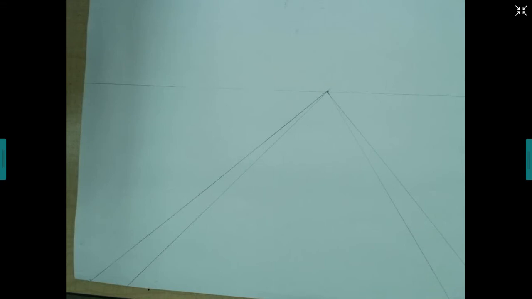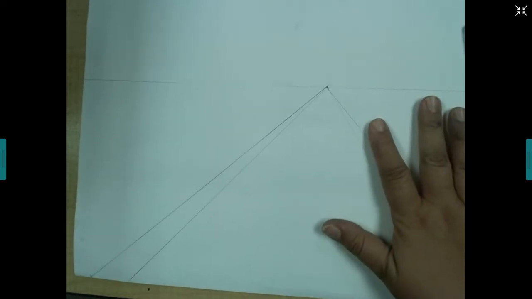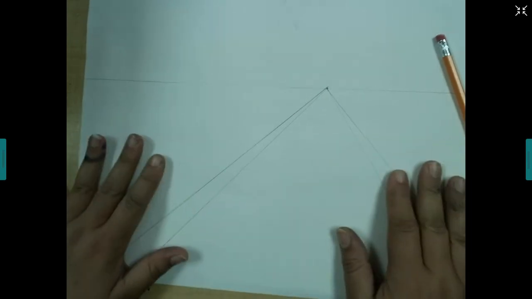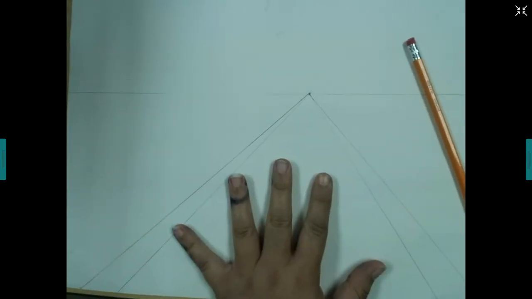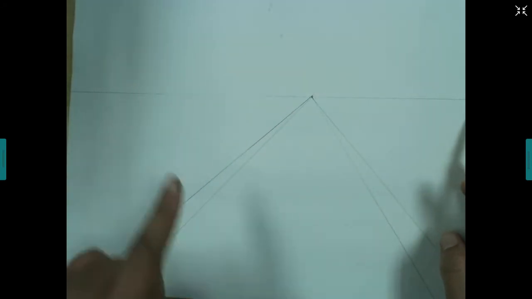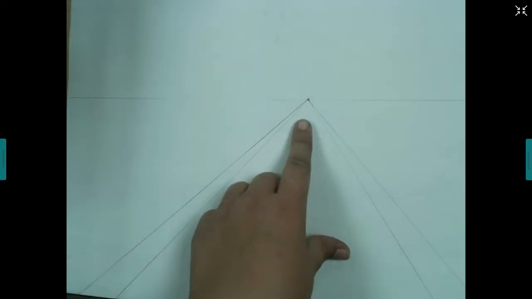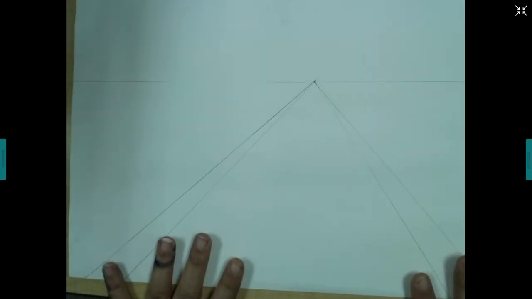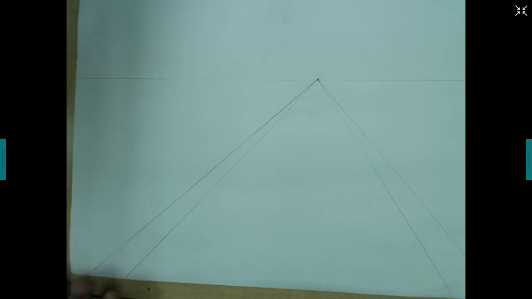Okay, so we have now set up our page. We have our horizon line, that's eye level. We have our vanishing point, and we have a very rudimentary road with sidewalks on the sides.